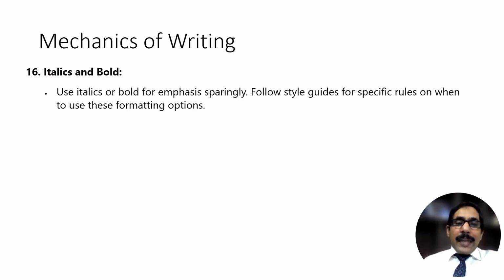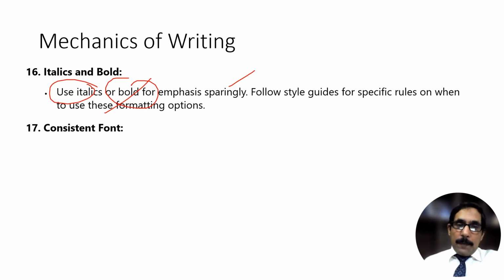Italic and bold. Use italic and bold for emphasis sparingly. Follow the style guidelines on when to use these formatting options. So italics and bold must be used only when they are necessary. Different writing styles and different formats have different, you can say, rules. So follow those rules when you are writing. If you're following APA, use the APA guideline. If you are using MLA or Chicago, then use the guideline respectively.